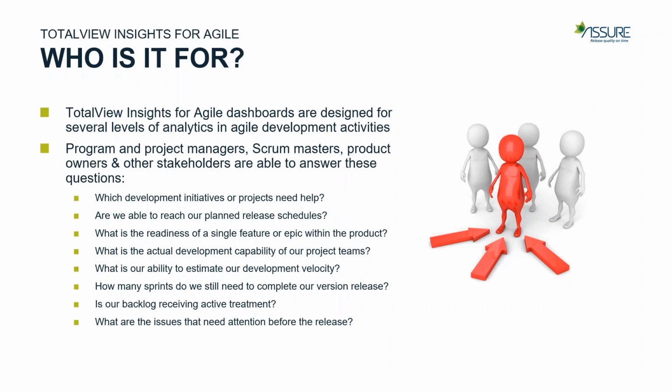So which development initiatives or projects would need our help? Are we able to reach our planned release schedules based on our current velocity and the timeline that we have set for our release? What is the readiness of a single feature or an epic within the product? What is the actual development capability of our project teams and how is it evolving? And what is our ability to estimate our development velocity? How many sprints would we still need to complete our version release based on our current progress?